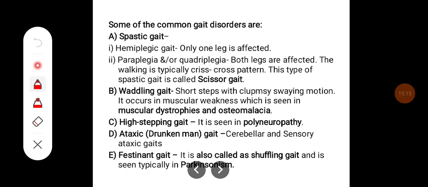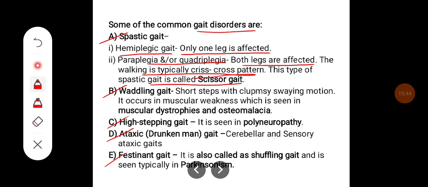So these are some of the gait disorders: a spastic gait, waddling gait, high stepping gait, ataxic gait, and festinating gait. Spastic gait can be hemiplegic gait, where only one leg is affected. It is also called circumduction gait. In paraplegia or quadriplegia, both the legs are affected. The walking is typically a crisscross pattern, and this type of spastic gait is called scissor gait, which is very common in cerebral palsy in children.